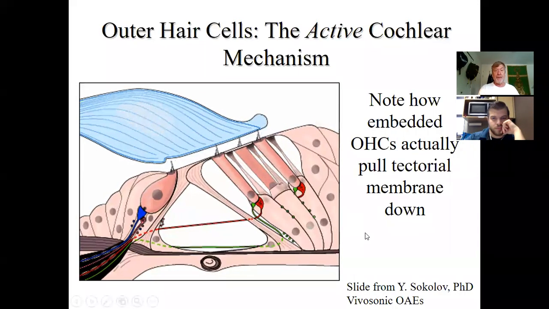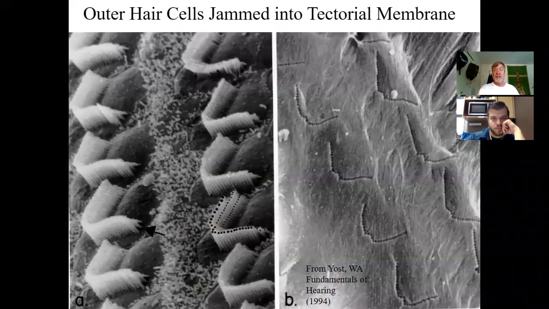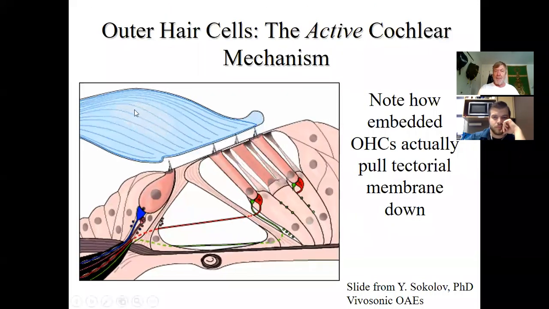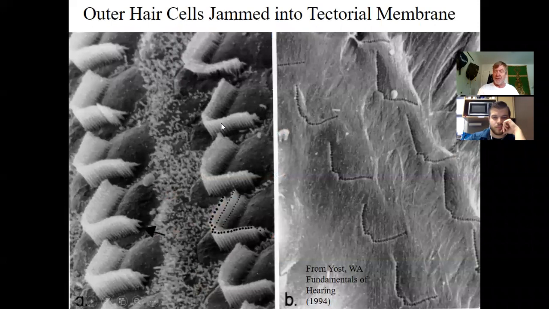But what happens when you lose the outer hair cells is this. Go back over to the screen. This magic ain't happening anymore. And here's the underside of the tectorial membrane. You can see where the hairs are, if these black dots here are showing you. You'd have to tear that membrane off in order to see the underside of it like that, okay?